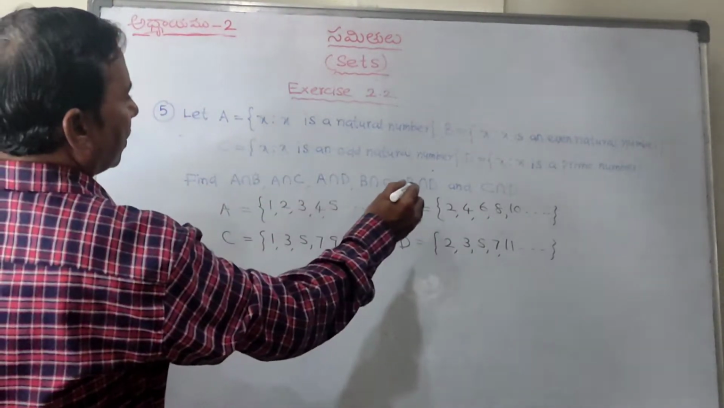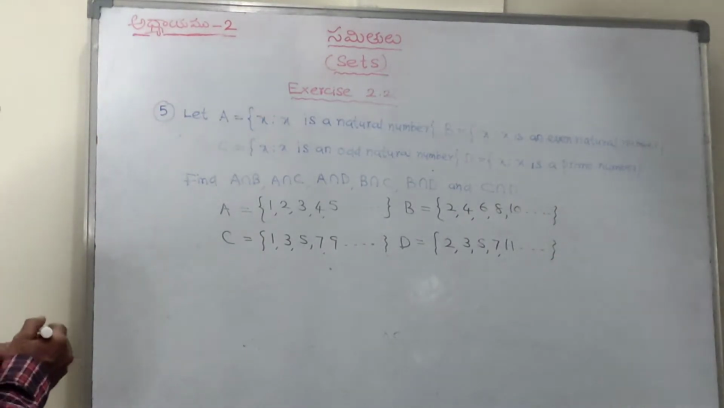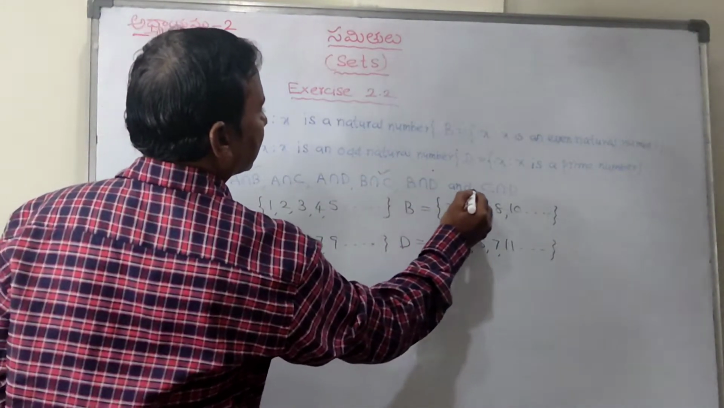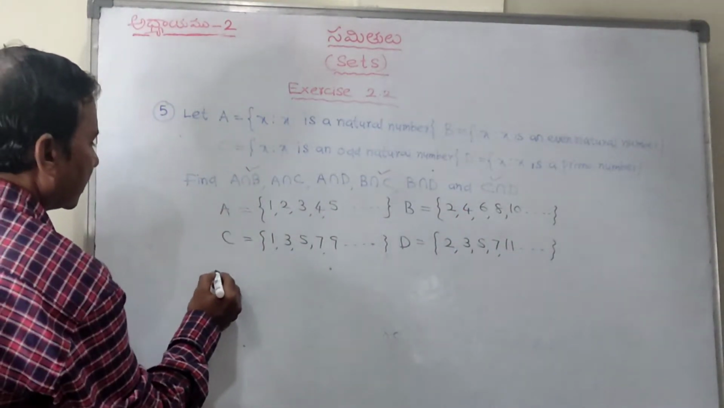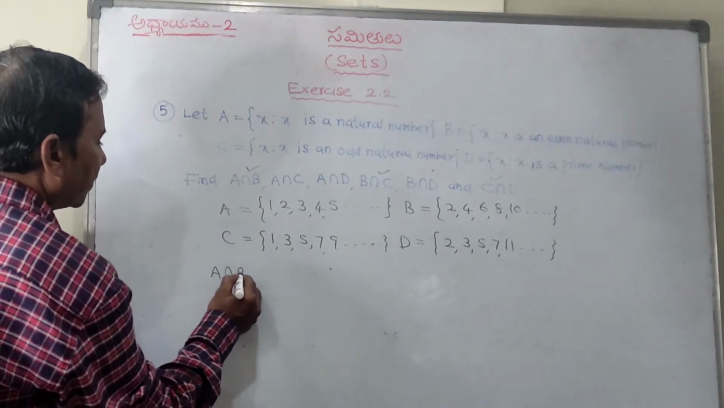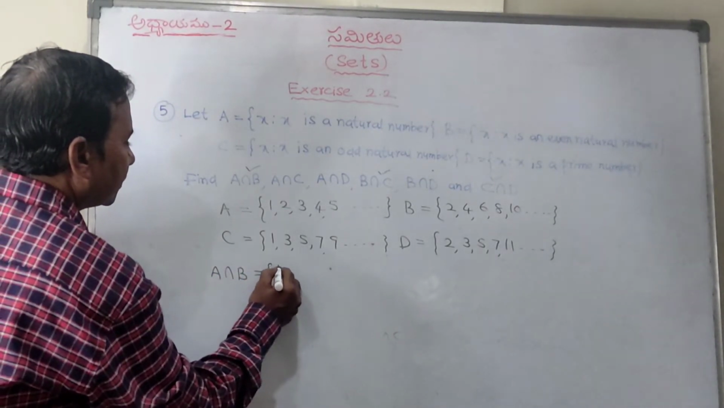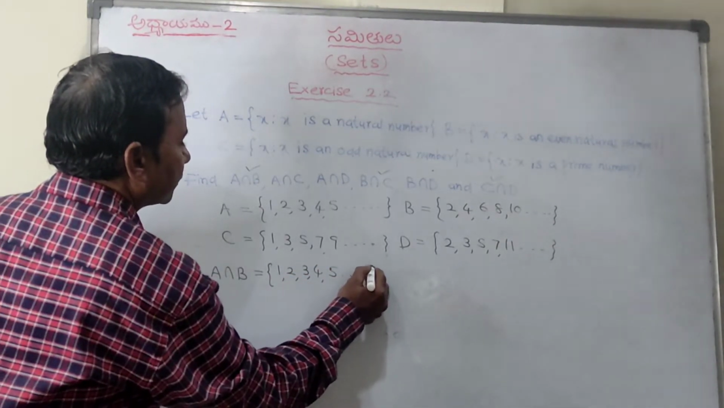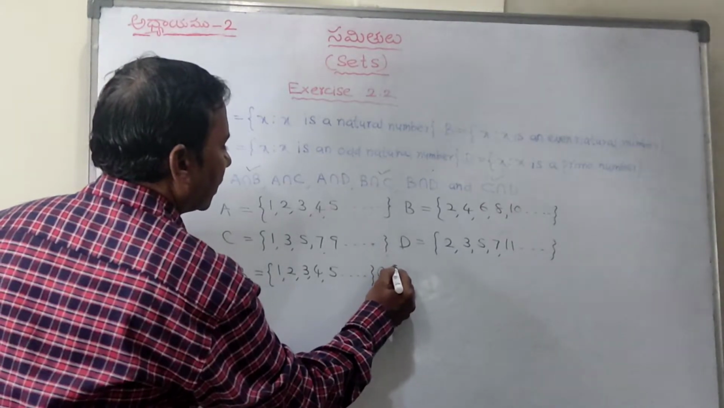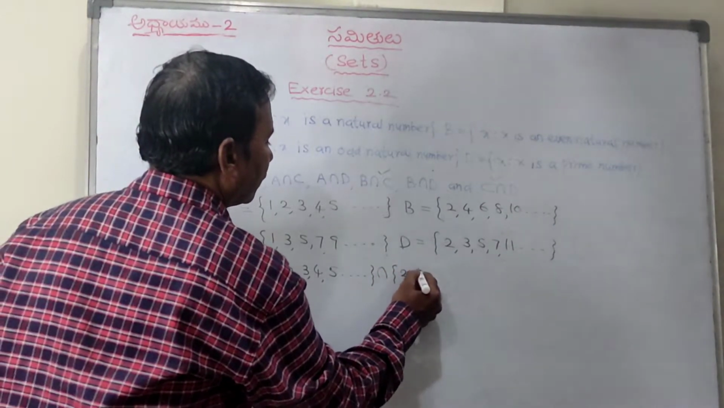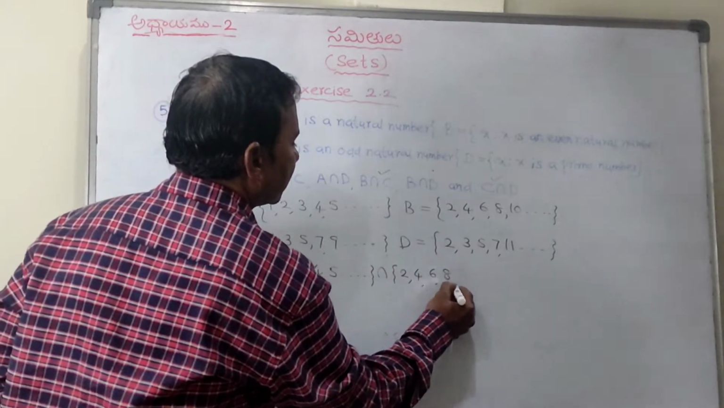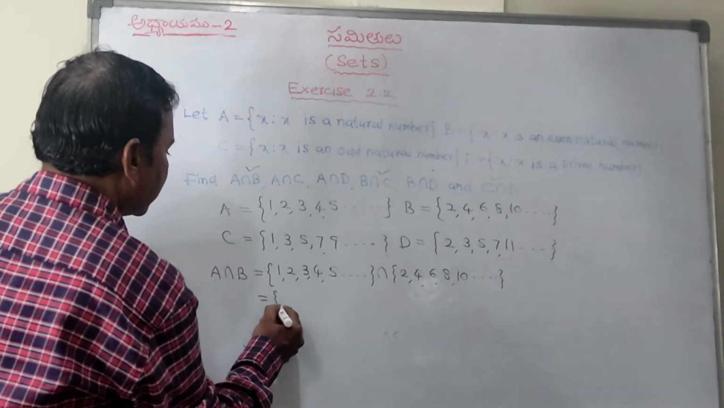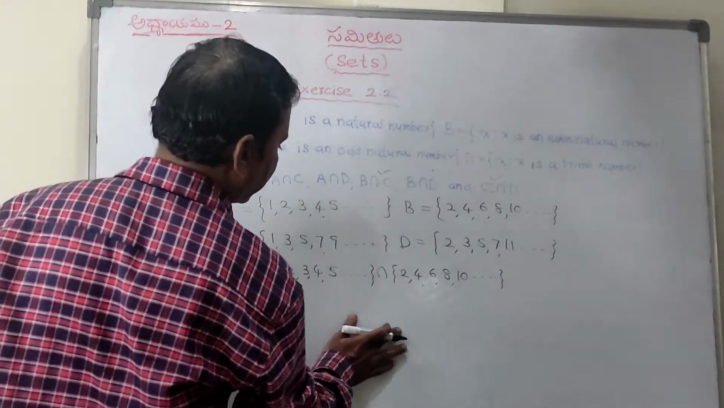See, if you see all are of the same type, let us take 3 problems among these. First one and this one and the last one. So let us consider A intersection B. What is the set A? 1, 2, 3, 4, 5, so on. Intersection. What is the set B? 2, 4, 6, 8, 10, so on. Intersection means the common same elements we should take among the two sets.